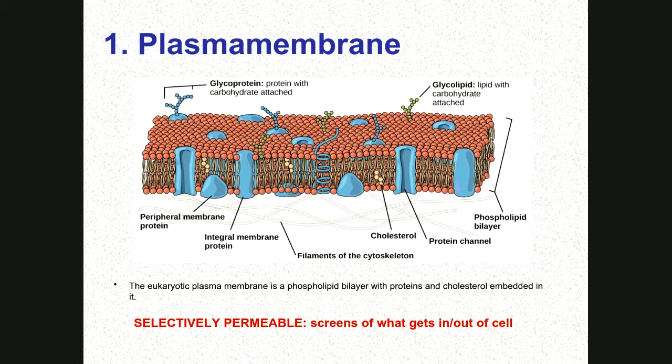Simple non-polar molecules can cross, no problem, if they are small. But if it's big, it also has to have a transporter protein because it will be rejected by the hydrophilic part. So the plasma membrane screens what gets in and out of the cell. That's for the plasma membrane.